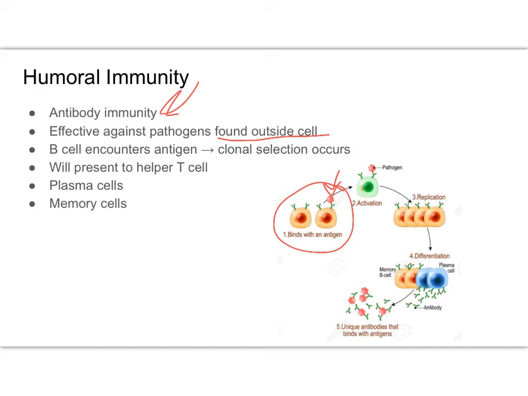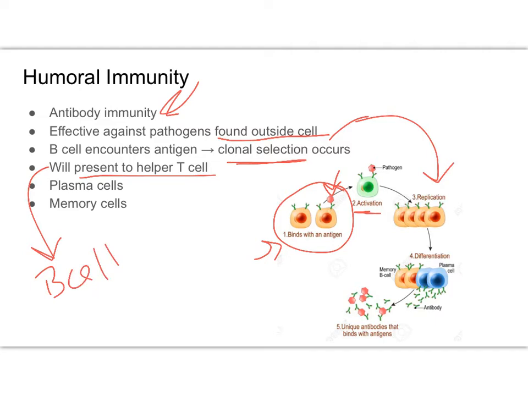So the B cell encounters the antigen, there's step 1, and then that's going to cause clonal selection to occur. Clonal selection is this replication right here. So that pathogen binding to it activates the B cell, and that makes it replicate. So we make bunches and bunches of B cells. Those B cells will replicate, will do the clonal selection, and then ideally that B cell can present to a helper T cell. So this is that B cell presenting to a helper T cell.